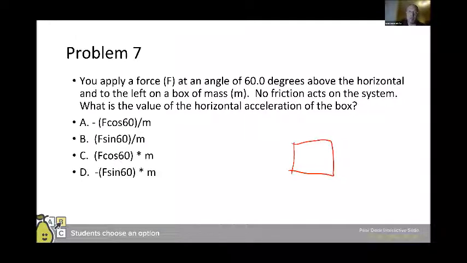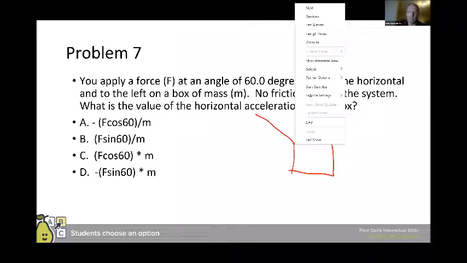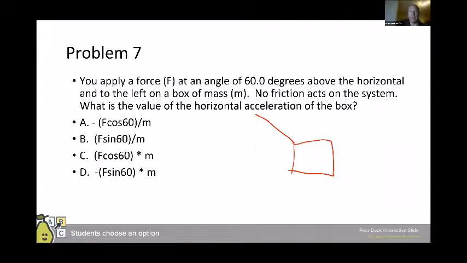So let's draw it maybe something like this. And I'm going to move my horizontal up here so I have something to go by. This is just my horizontal extended upward so I can compare the angle of my rope I'm pulling on. And this force is applied at 60 degrees above the horizontal and to the left. Mass of the box is M, and the force that I apply is just F, and I'm applying it like that.